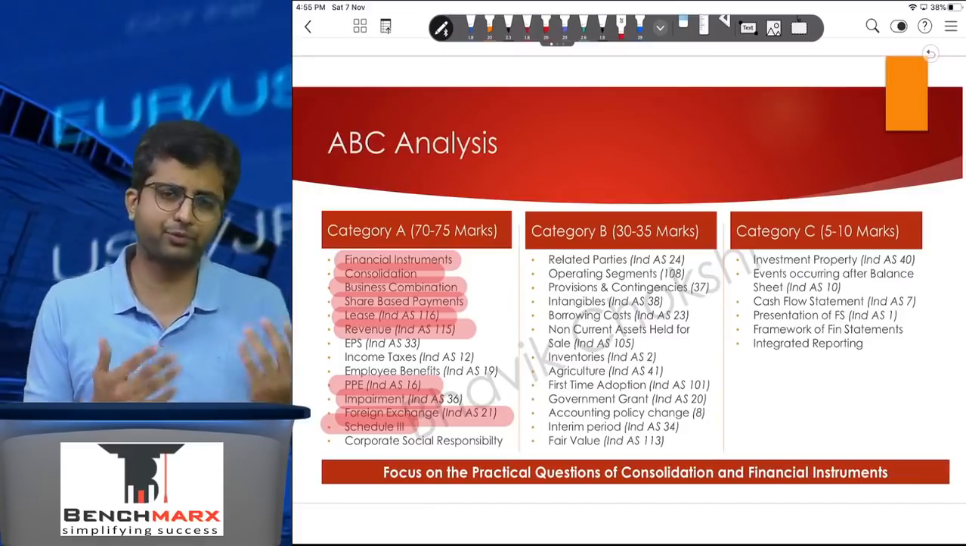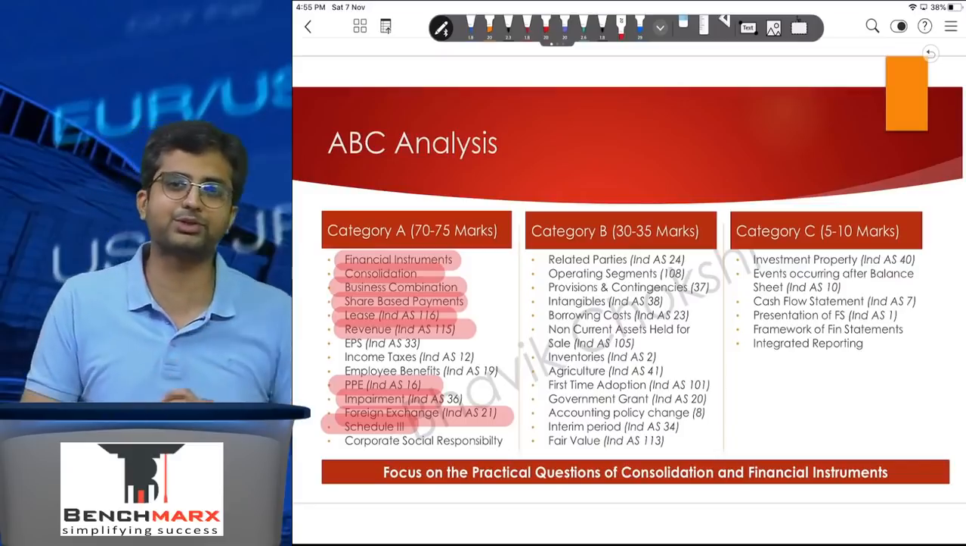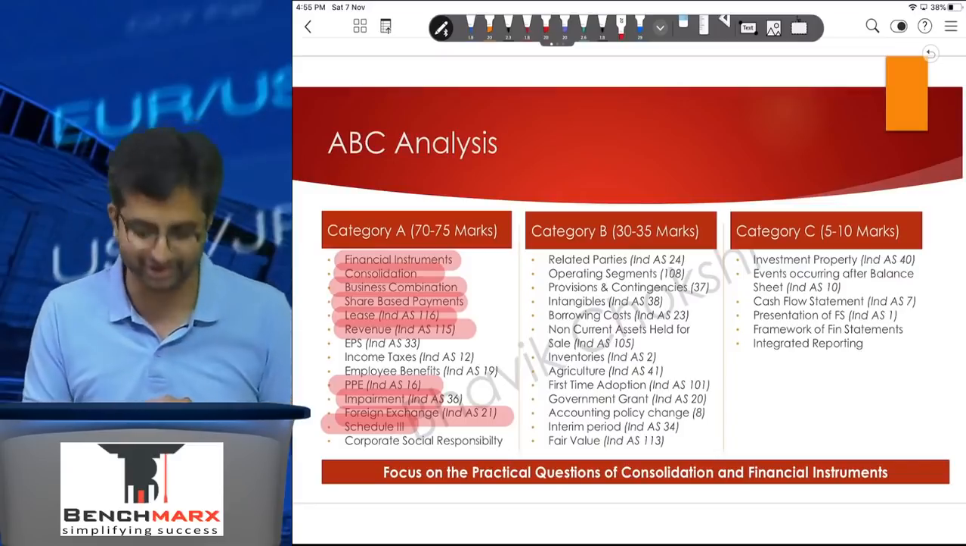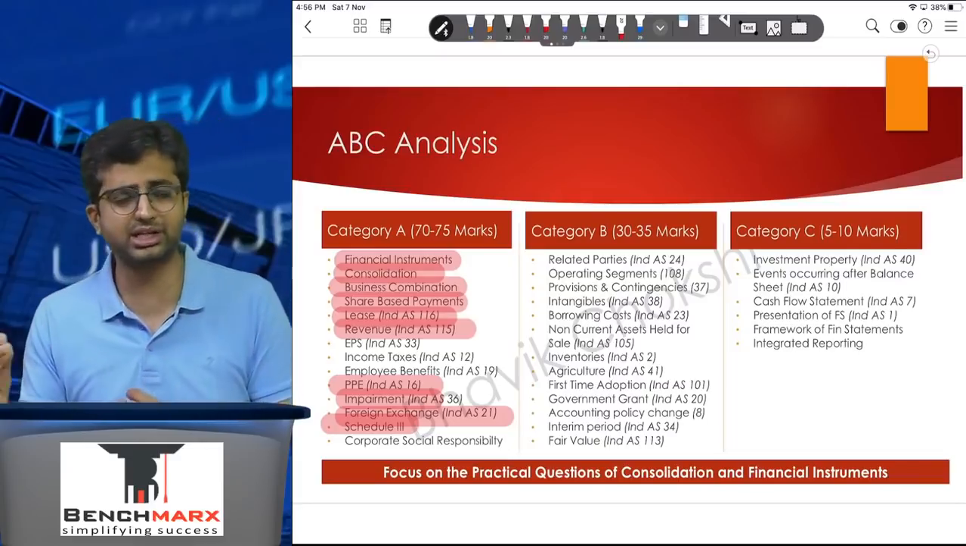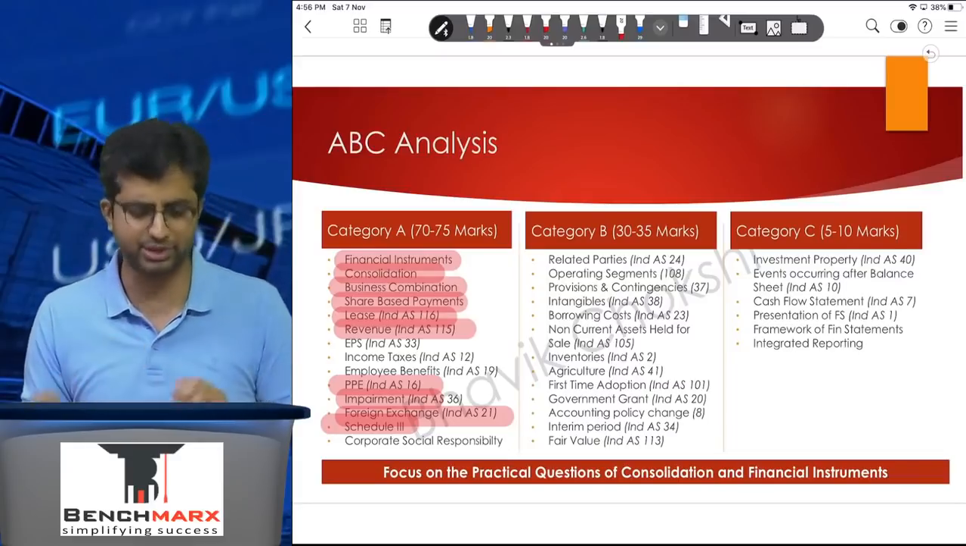CSR, it's a very easy topic, but the only topic which is non-Ind AS based, and hence 4 marks, so what? That can actually be a difference between your 399 and 400. So even if it is 4 marks, please do that properly. CSR is an easy topic. Do not take it lightly. Please do that properly as well.